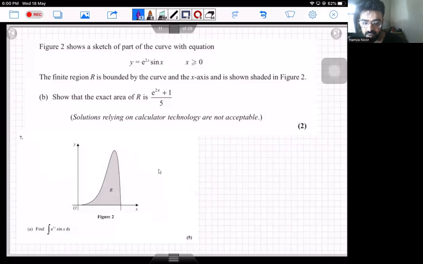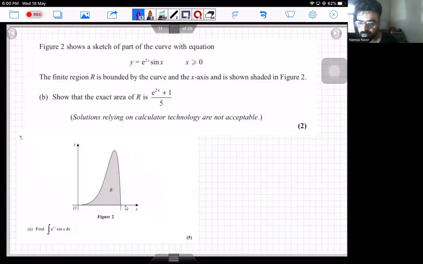Okay, so first of all, what you need is the upper limit over here, and that is basically the x-intercept. For that purpose, in the original equation of the curve, you will put y equals 0. So y equals e raised to the power 2x multiplied by sine x. It is the equation of the curve.